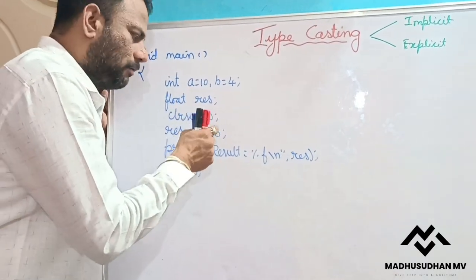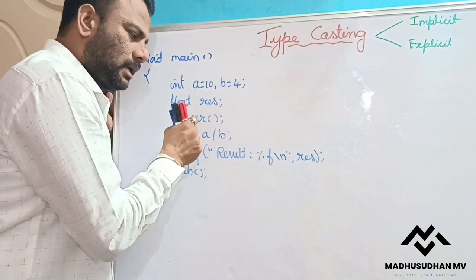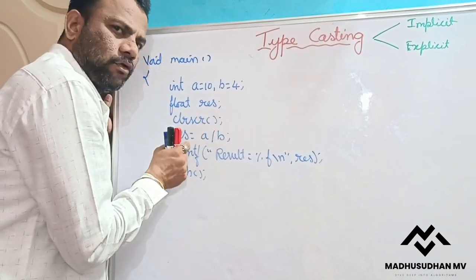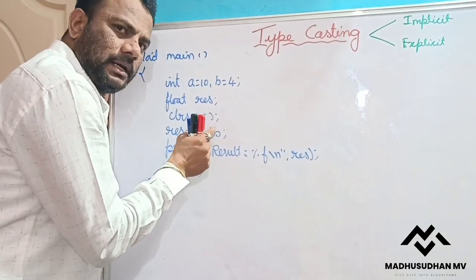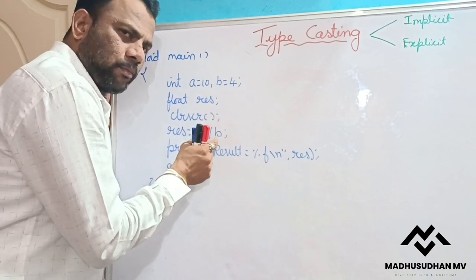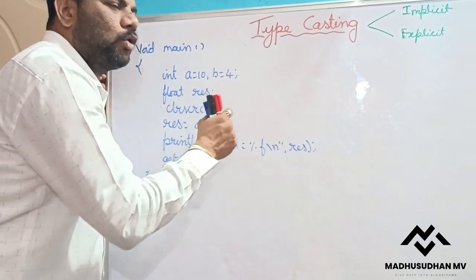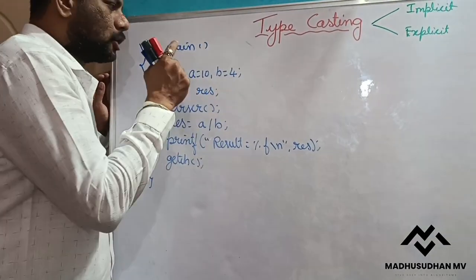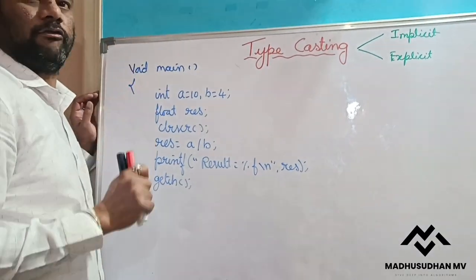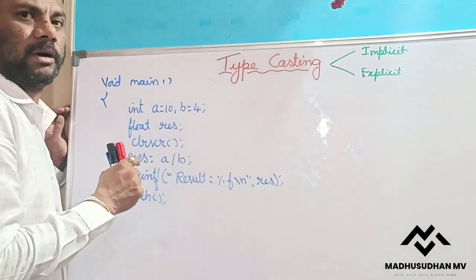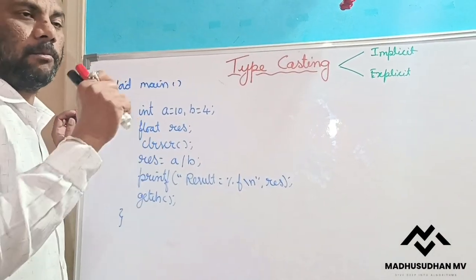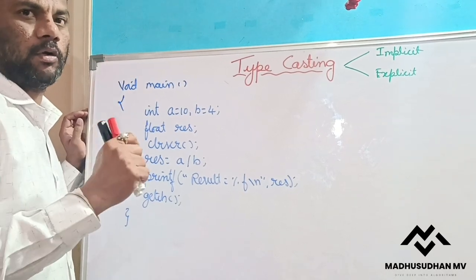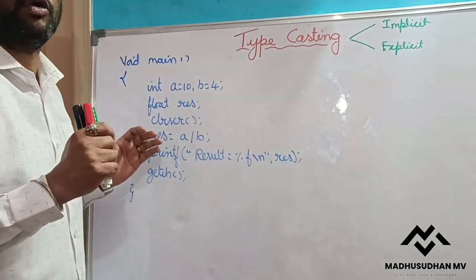I will get 2, and when I assign the 2 to res, 2 is an integer and res is floating point, so it automatically converts the integer into floating point, and I'll get 2.000. But the actual value of 10 divided by 4 is 2.5. I'm getting 2.00, so I will lose the 0.5 data. That I don't want to lose.